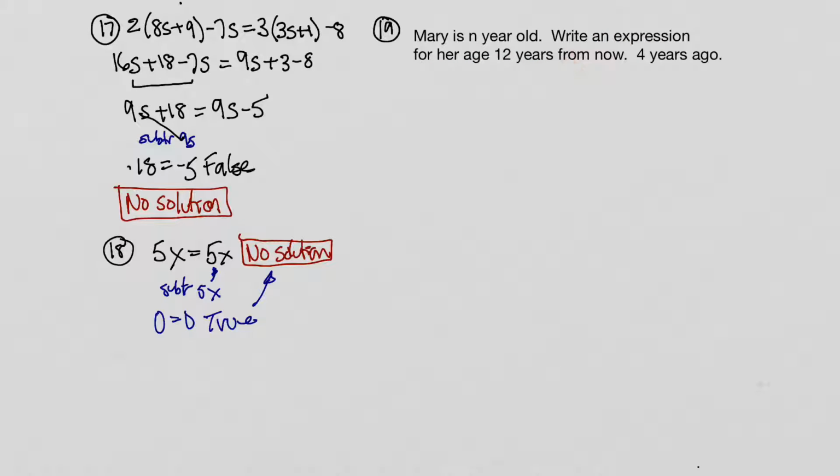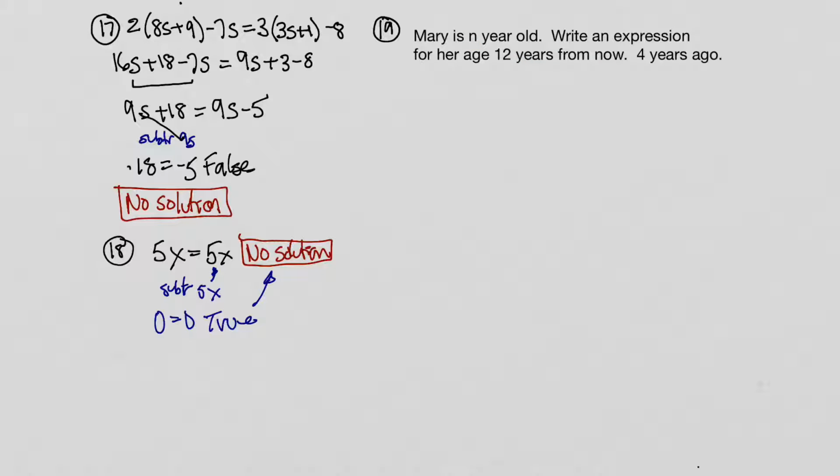from now. Okay, well, if she's n years old now, how old is she going to be in 12 years? Well, what if she was 10? What would you do? If Mary was 10 years old now, how old would she be in 12? What are you going to do? You're going to take the 10 and add 12.